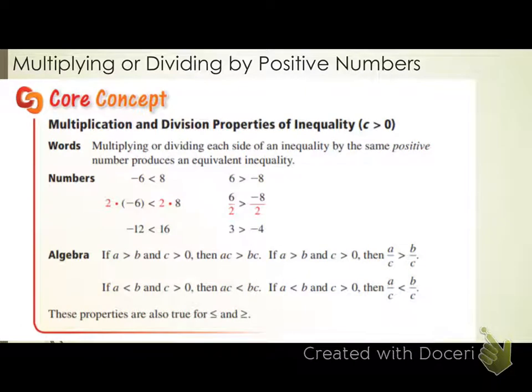You don't have to write this down. This is in the book. This is just saying, if I multiply or divide by a positive number, it gives me an equivalent inequality, and my symbol just stays the same. Okay? So that's all you got to know from that. Any questions on that? Let's look at our examples.